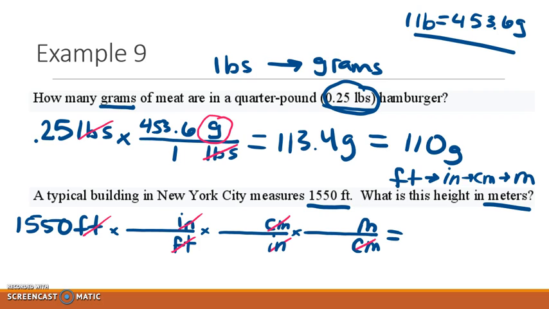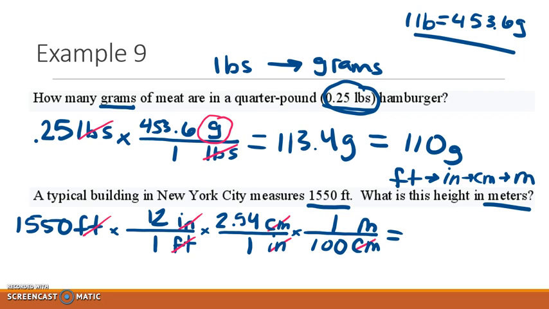So now I'm just going to go back and fill in all these conversion factors with the appropriate numbers. There are 12 inches in 1 foot. There are 2.54 centimeters in 1 inch. And then for every 1 meter, there are 100 centimeters, because remember, a centimeter is a smaller unit than a meter. So for every 1 meter, there's 100 centimeters.